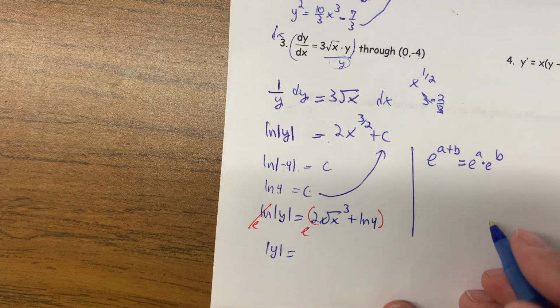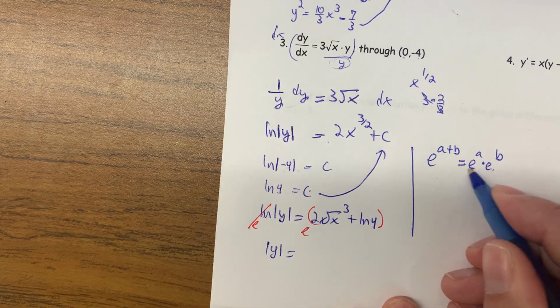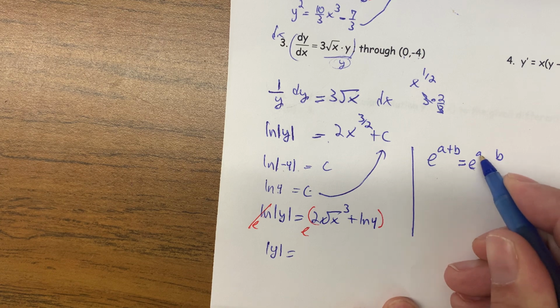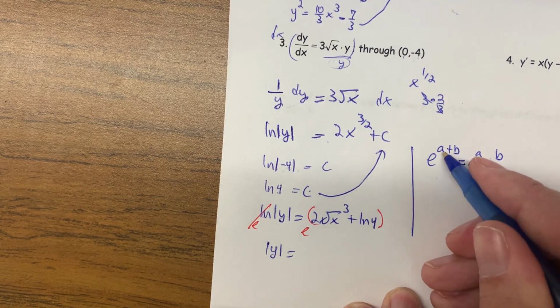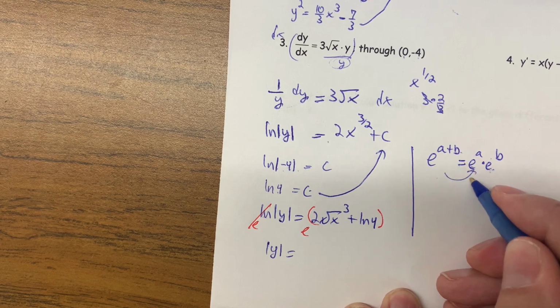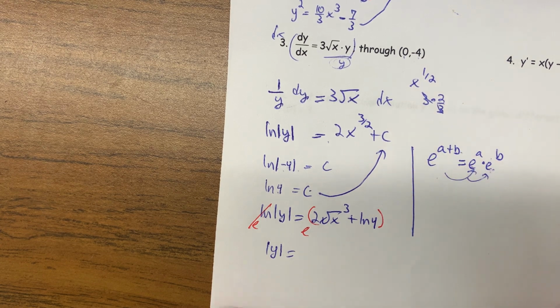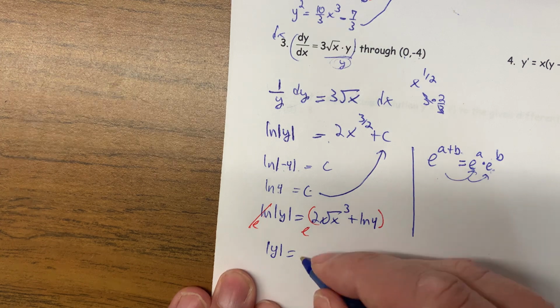This is from Algebra 1. When you multiply two exponentials with the same base, you add the exponents. And sometimes that's useful in reverse. When you have two things adding, you can split it up into two different exponentials that are multiplying. And watch how nice this is going to be.